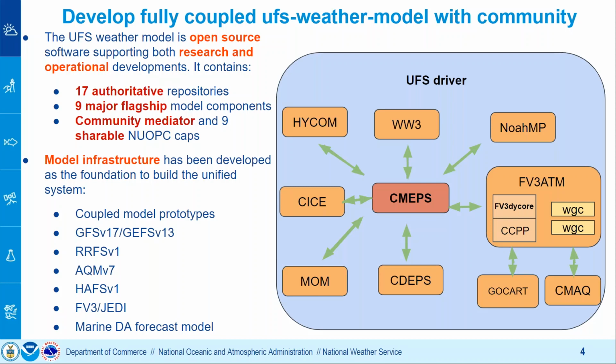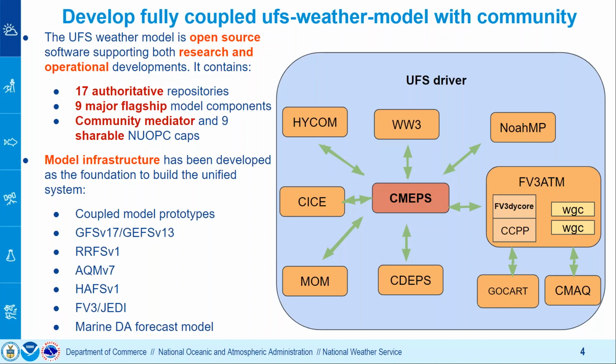On the right, you see the code structure. Currently, the UFS weather model contains 17 authoritative repositories. It has 9 major flagship model components, and it uses the community mediator and 9 shareable UFS caps. As you see on the right, we have a UFS driver, and all the other components are yellow. Basically, they are the UFS component with the UFS cap, and in the center is the community mediator.